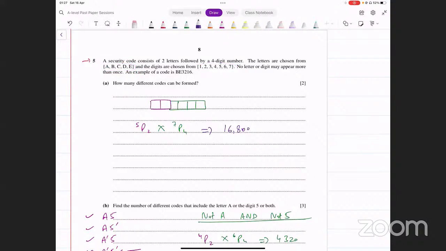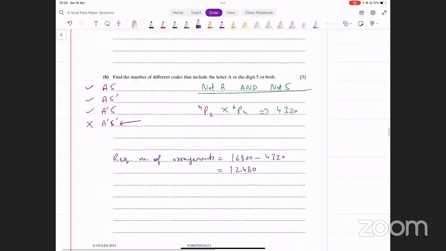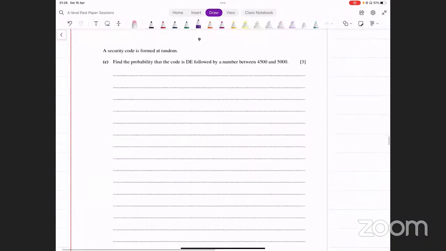You have to make sure that you understand those situations well, where something repeats and you have to choose from it. But this is relatively easier. Why? Because there are no repetitions. All the letters are different, all the numbers are different, and you can't choose multiple times. Okay? So this is relatively straightforward.